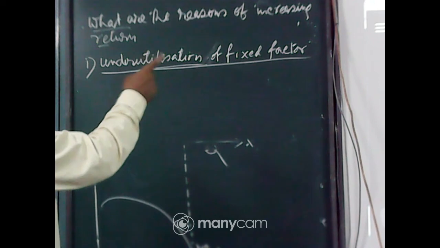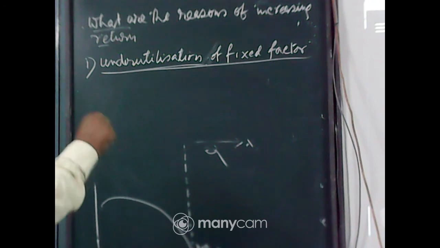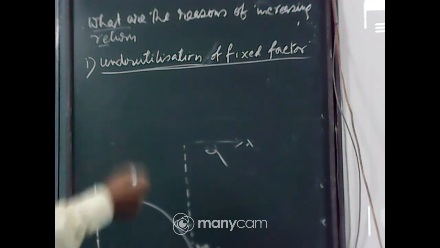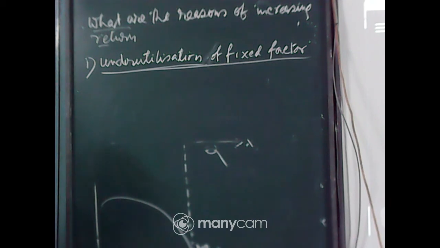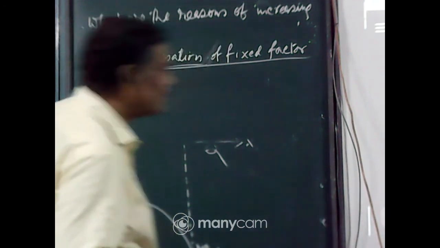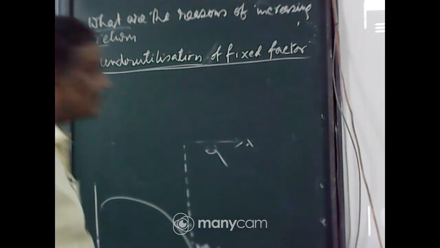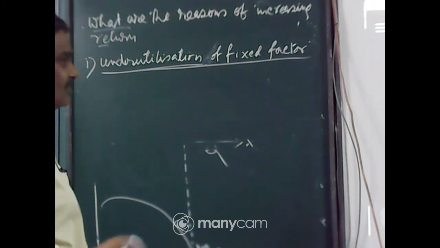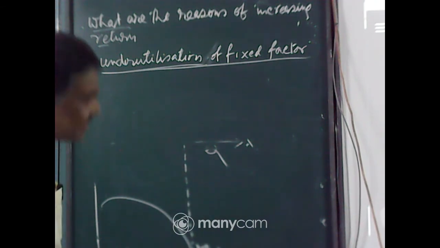And what are the reasons of increasing return? This is one of the reasons of increasing return. You will get less return by employing less variable factor. Now you are employing more variable factor and getting more return. Is it clear? Write this. What do you mean by this? I know. I don't know. What is the meaning of this?